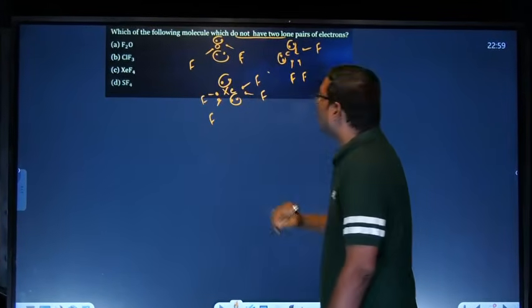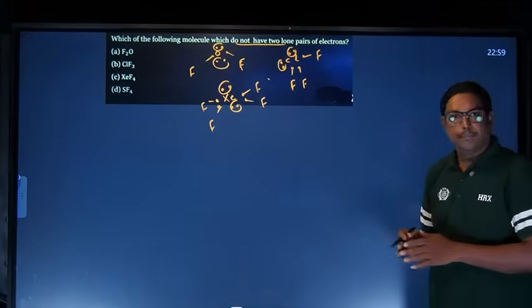Yes, it has again 2 lone pairs and 4 bond pairs. This is not a correct option.